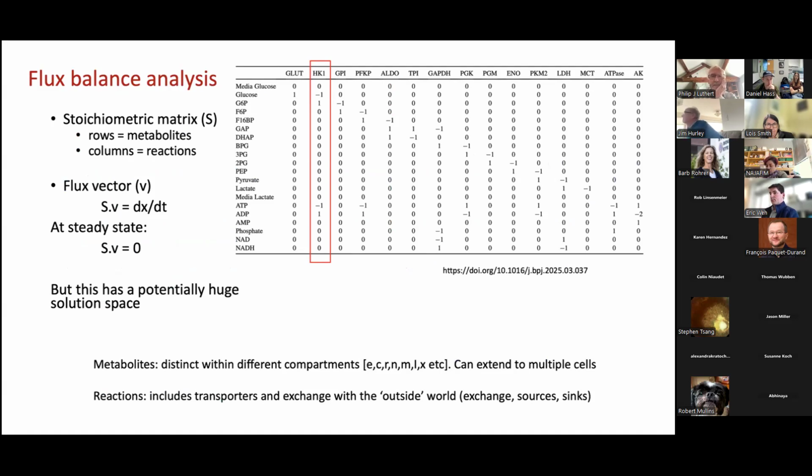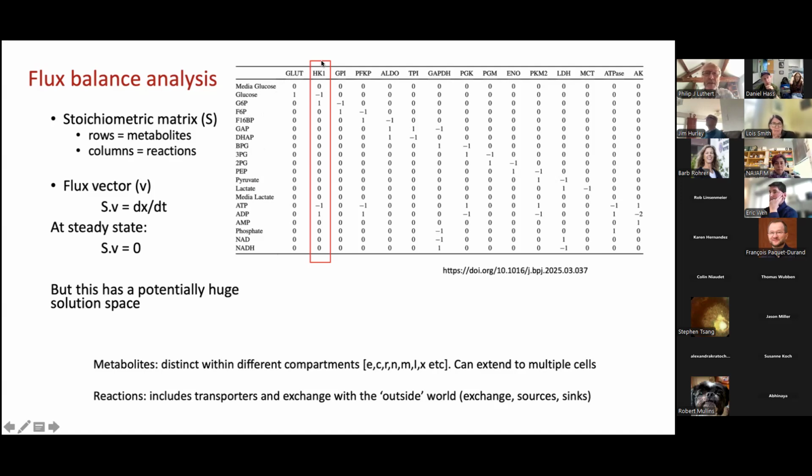Flux balance analysis has been used a lot. We've played with it a bit. It's found remarkable utility for its relative simplicity. And to quickly go through the principles for those of you who aren't familiar with it, flux balance analysis, indeed this holds, I think, for any metabolic model really, starts with a stoichiometric matrix where the metabolites are the rows and the columns are the different reactions.